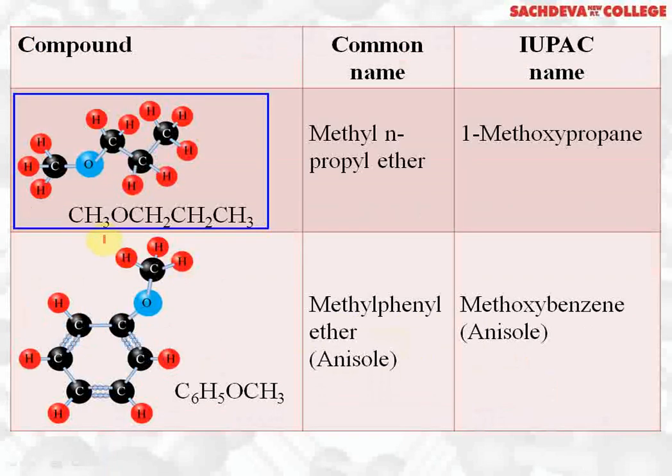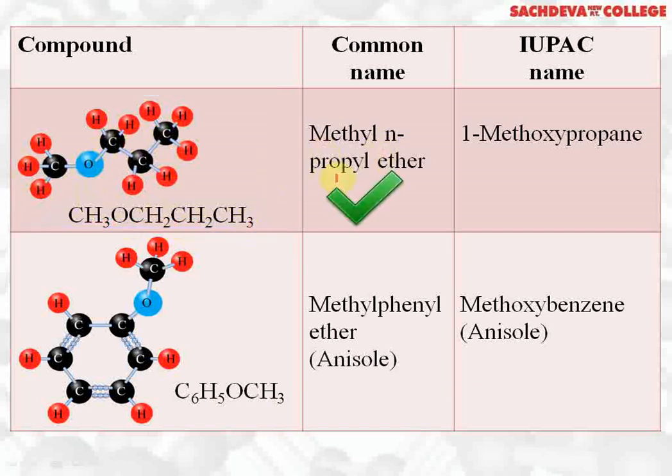Next we have unsymmetrical ether. This is CH3OCH2CH2CH3. This is methyl normal propyl ether. This side we have methyl group, this side we have normal propyl group. So we call it methyl normal propyl ether. IUPAC name is 1-methoxypropane. This is first carbon, second, third. With the first carbon, methoxy group is attached, so we call it 1-methoxypropane.